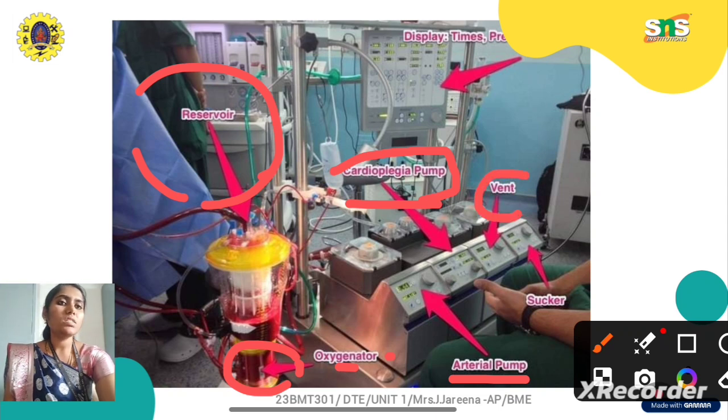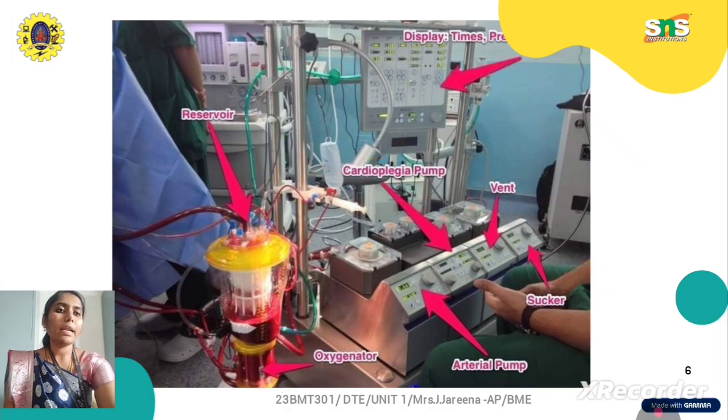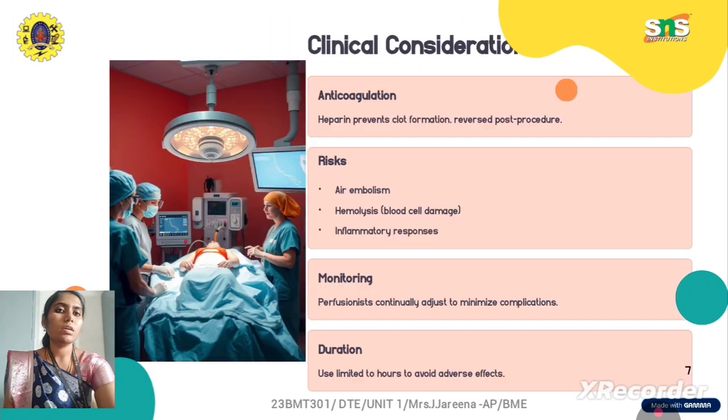Okay, then we have the vent. This will ensure that any excess fluid or air trap, I mean air bubbles, everything will be removed. The sucker also will remove excess fluid, like blood or any blood spillage or excess fluids, everything will be removed with the help of this sucker. And we have other parameters, that is the monitors: time, pressure, and so on. These monitors will ensure all the limits and parameters are displayed. This is the whole heart-lung machine components. Thank you.